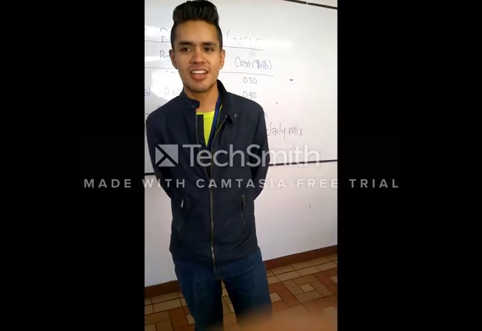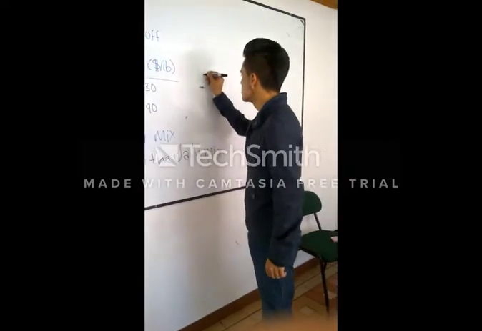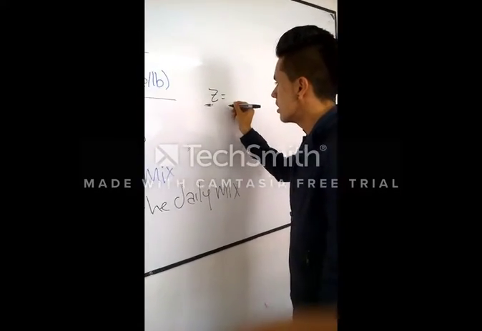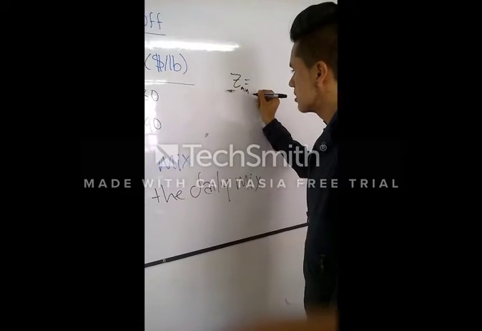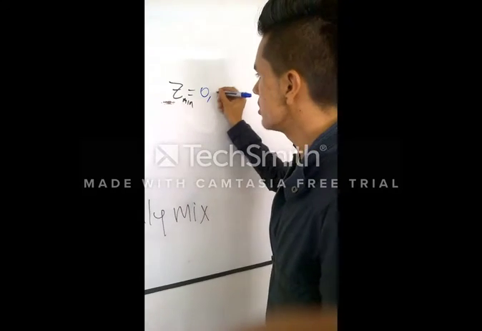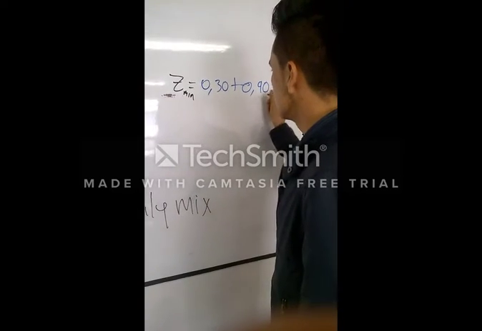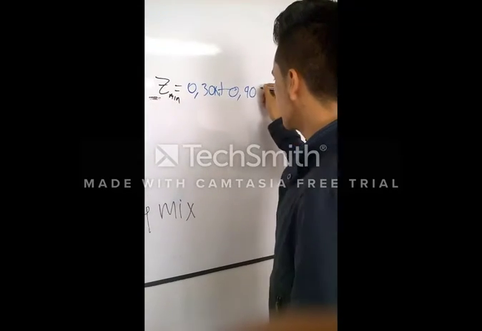The objective function seeks to minimize the daily cost in dollars of the mix. It is expressed as C equals 0.30 x1 plus 0.90 x2.